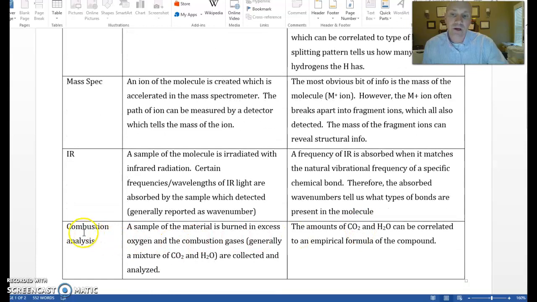All right, and last but not least, there's combustion analysis, and that basically entails burning a sample of your material and then analyzing the gases, and from that we can tell the relative amount of carbon and hydrogen that were in your original compound, and that allows us to calculate an empirical formula.